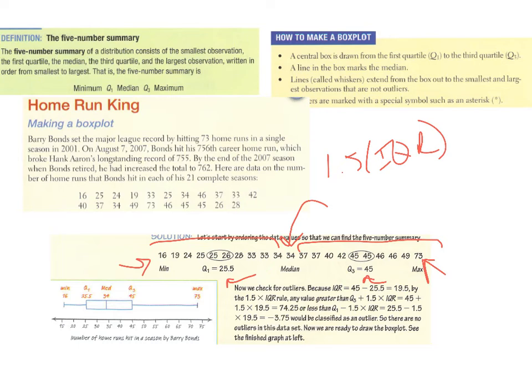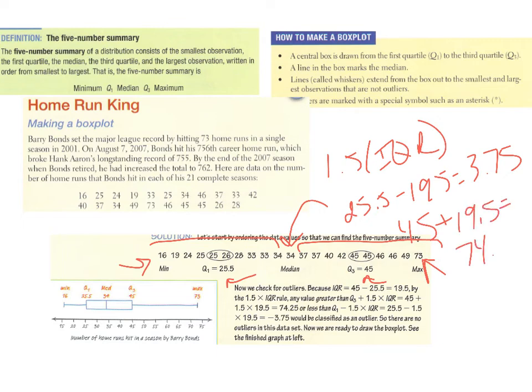Right, so we have 25.5 minus 1.5 times 19.5, which gives us a lower fence of 3.75. And then we have 45, my Q3, plus 1.5 times my IQR, so 19.5, which is going to give me 74.25. So I don't have any outliers in this particular data set. So no outliers, so I don't need to worry about that.